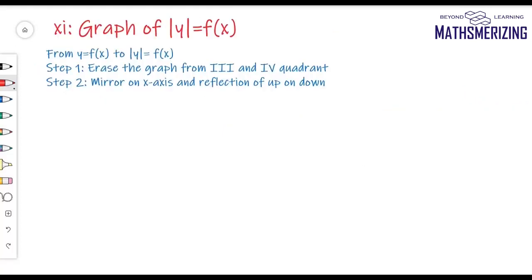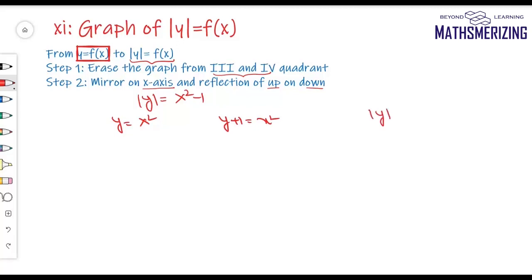So our next transformation is to draw the graph of mod y equals fx from y equals fx. Now for this, there are two steps again. Erase the graph from third and fourth quadrant, take a mirror on x-axis, and then take the reflection of up on down. Say for example, suppose I have to draw the graph of mod y equals x square minus 1. So my basic graph is y equals x square, and then first I'll take transformation of y, and then I'll take transformation of mod y.